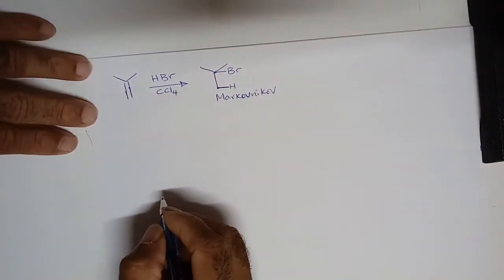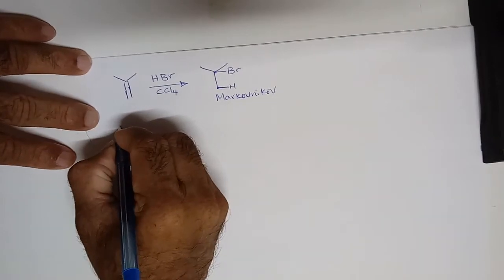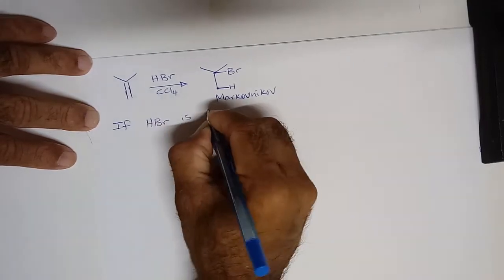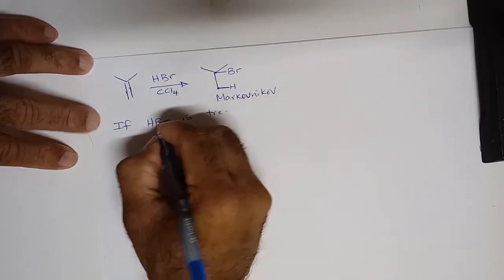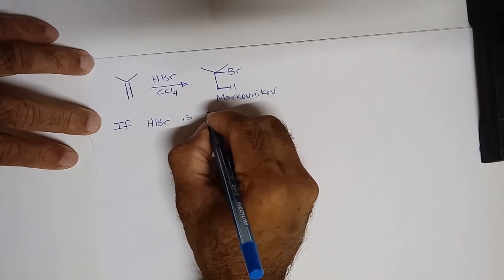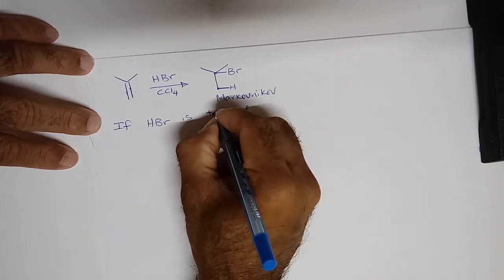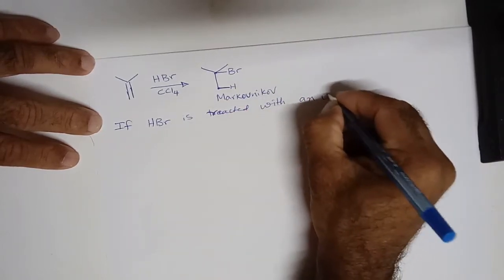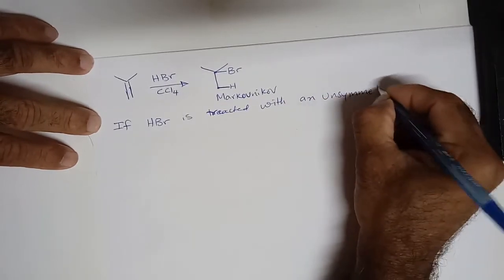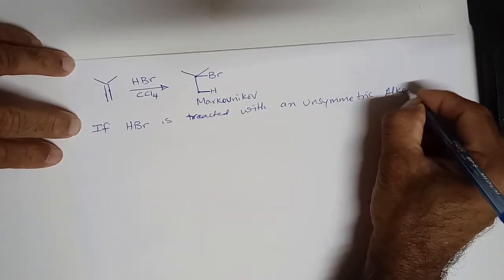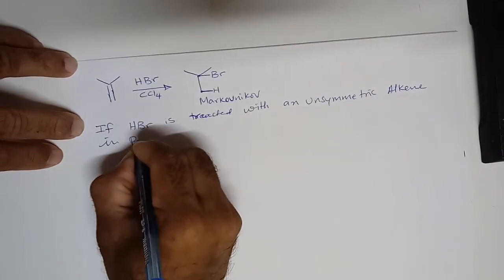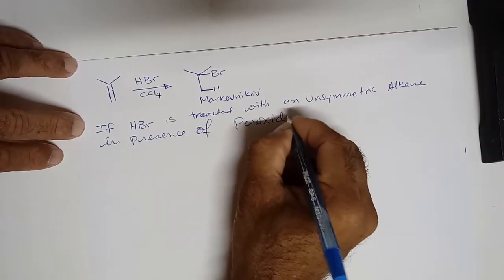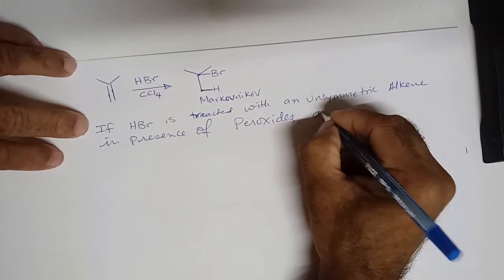bromine goes to the more substituted carbon. But however, if HBr is reacted with an alkene, an unsymmetric alkene, in presence of peroxides, you get anti-Markovnikov product.